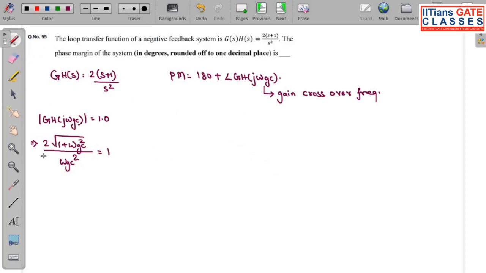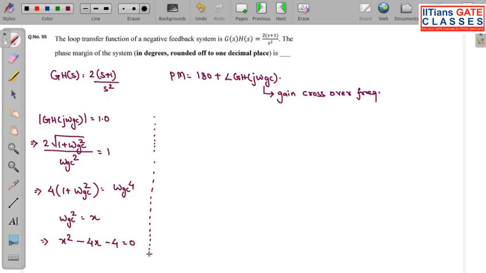Now let us solve this equation. Squaring both sides, we get 4 times (1 plus omega gc squared) equal to omega gc to the power 4. Now let me substitute omega gc squared by x. If I do that, this will be x squared minus 4x minus 4 equal to 0. Now let me solve this quadratic equation.